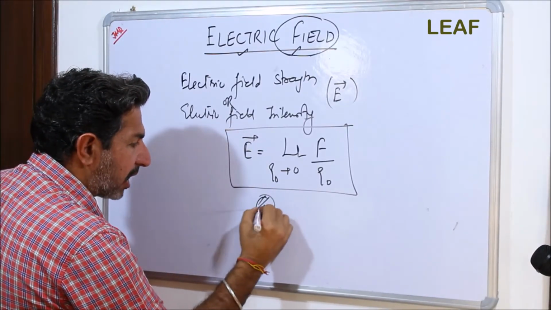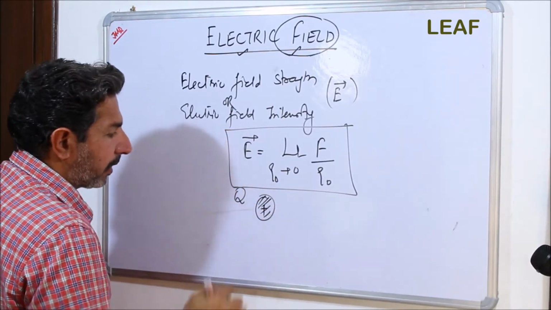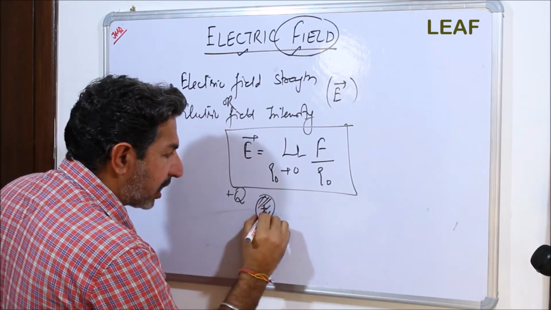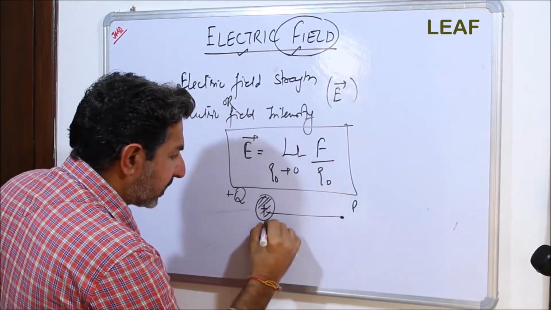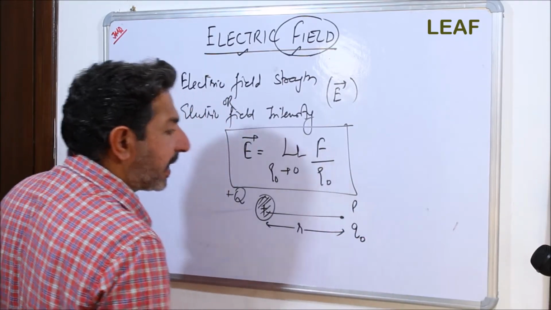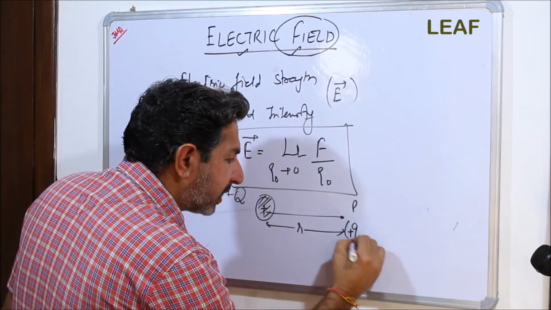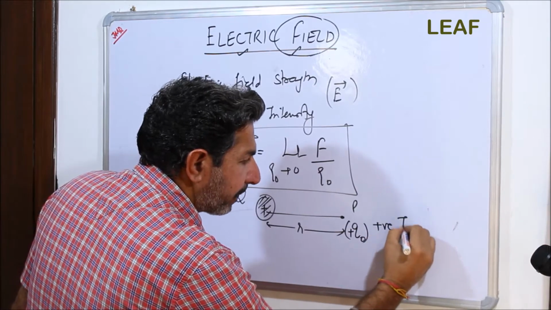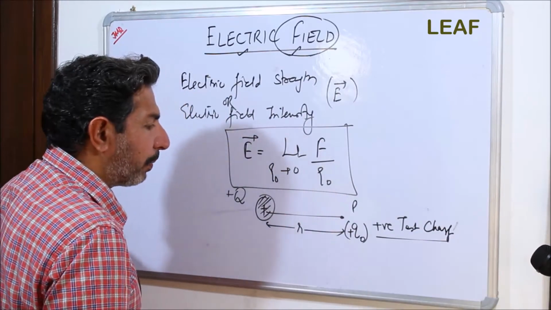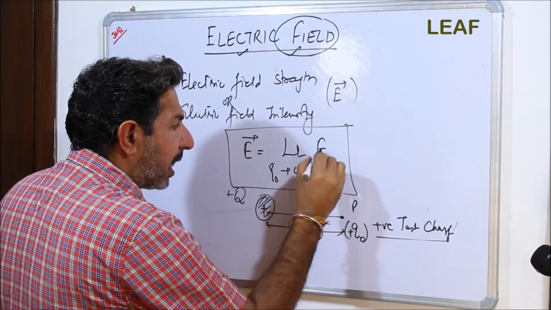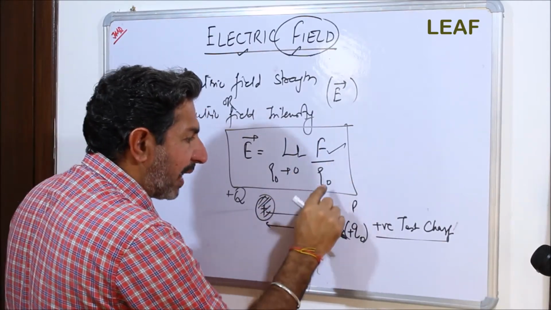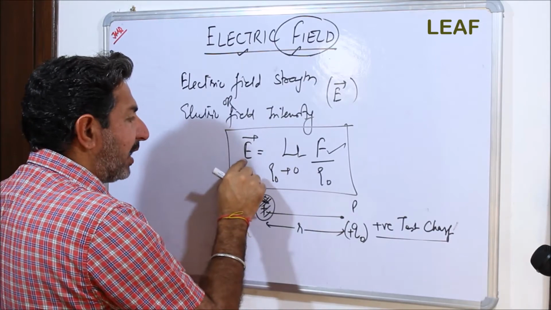It is a positive charge, Q. We have to find out the electric field strength of this charge at a point P, which is at a distance R, and we have kept a positive test charge Q naught at this particular point, and we are going to calculate how much force is experienced by it. The amount of force divided by Q naught is going to give us the value of E vector.